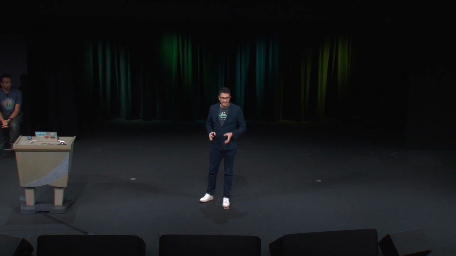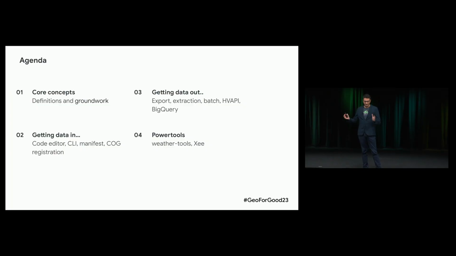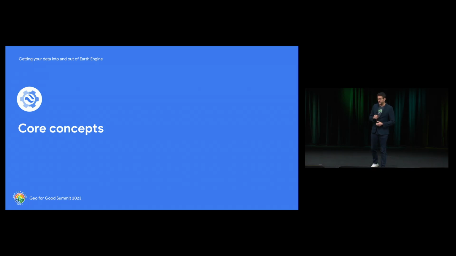Today we're going to be talking to you about a couple of core concepts just to lay the groundwork so you understand all the terminology that we'll be using and more specifically what we mean when we say different terms. Logically, the talk is roughly divided into getting data into Earth Engine and getting data out of Earth Engine, as one would expect. And then we have a section on some power tools, some advanced tools that are open source on GitHub that you can use to execute more powerful workflows. Right, so without further ado, we'll start with some core concepts.